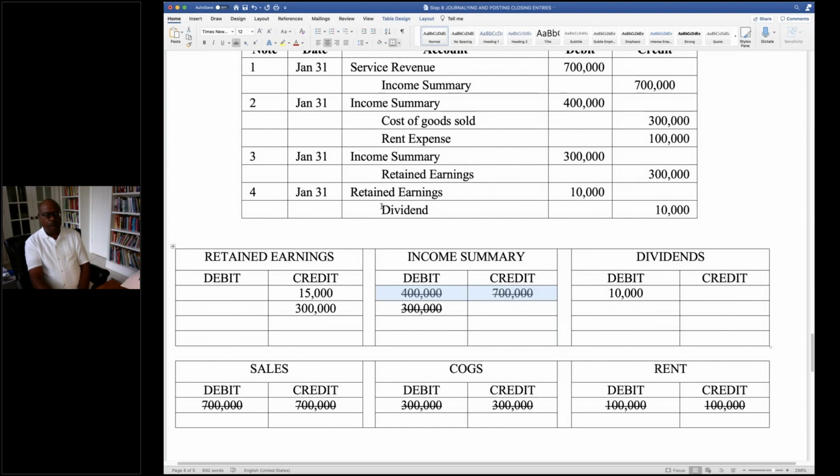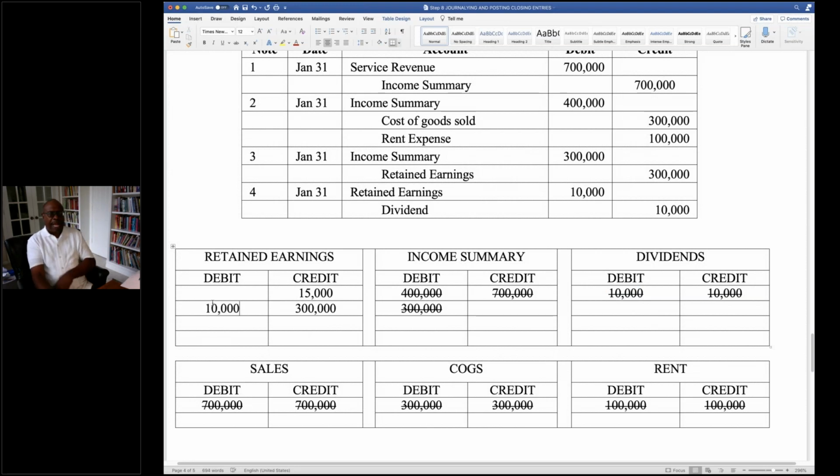Next, we make our fourth closing entry, which is the dividends. So it has a debit balance, and so we have to credit it. So we're going to come in here and post this. And now dividends is closed out. And we're going to come in here and debit retained earnings for $10,000.